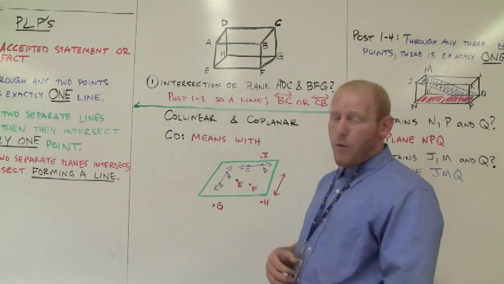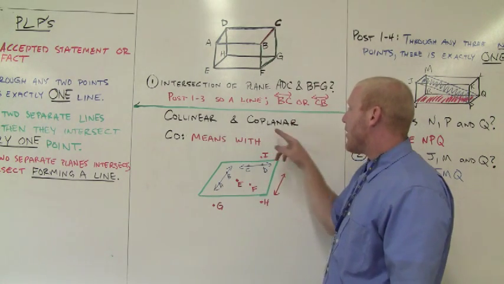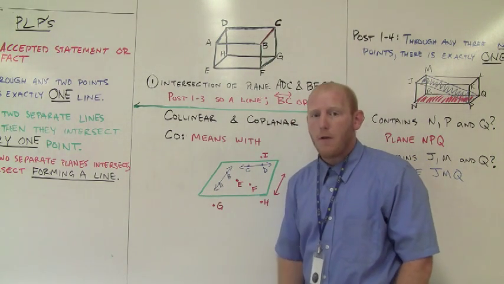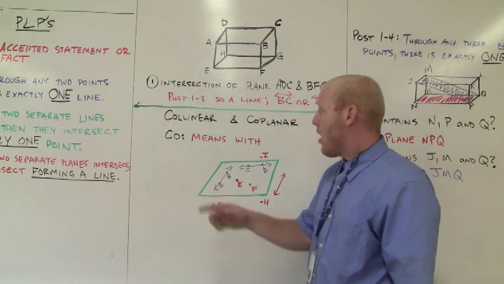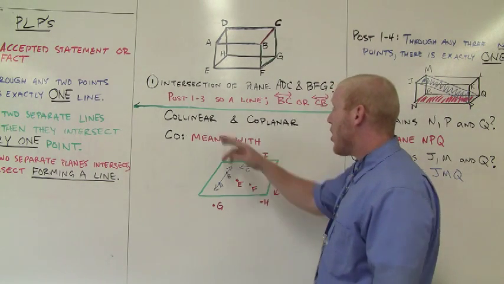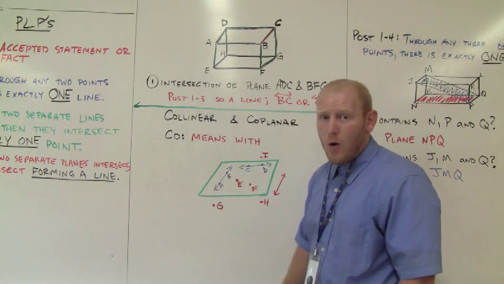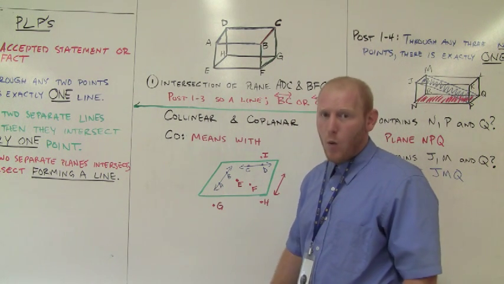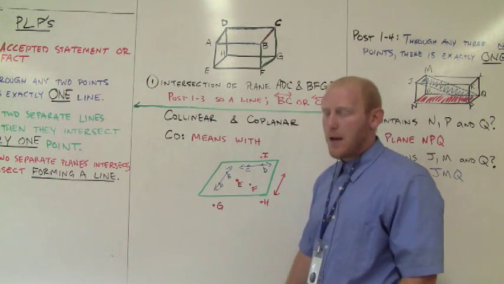Now, before we go into postulate 1-4, we have to understand what collinear and coplanar mean. Now, for you English people, you need to know your roots. The root co means with something. So collinear would mean on the same line. Coplanar would mean on the same plane. Points with each other on the same line, points with each other on the same plane.